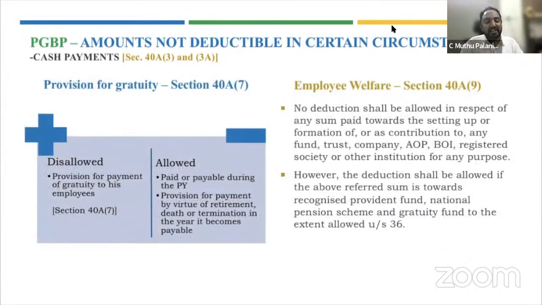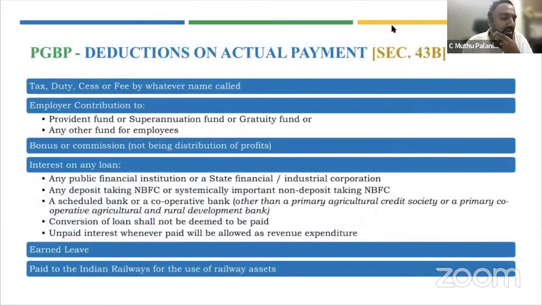Okay, the next is gratuity. I will not take you through all of this. Gratuity alone I'll take you through. Any provision for gratuity is basically disallowed, and anything which is actually paid or payable is typically allowed. So that is what it is about. Section 40A(7): any provision is not allowed, any payment is allowed.